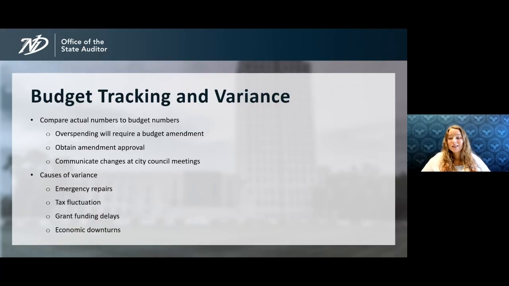Let's say you didn't get forms filled out in time, and you were expecting to have this grant this year, but you're not going to be able to get it until next year. That could be one reason why your budget changed. And then economic downturns. Again, we're in a volatile economic environment right now, so that's a good thing to keep in mind as well, as it can affect your budget variance.